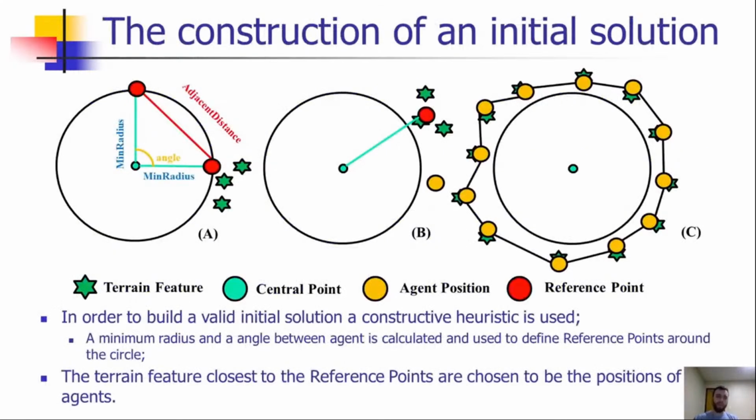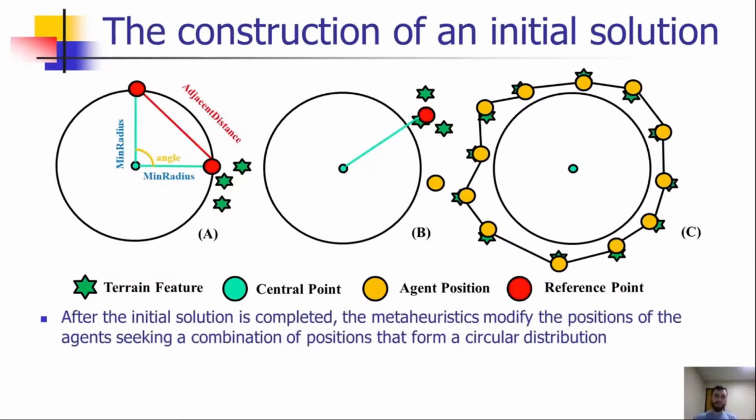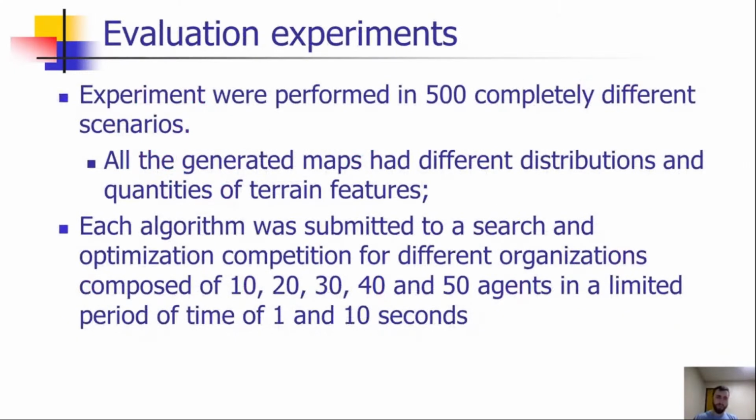In order to build a valid initial solution, a constructive heuristic is used. A minimum radius and angle between agents is calculated and used to define reference points around the circle. The terrain features closest to the reference points are chosen to be the positions of the agents. After the initial solution is completed, the metaheuristic modifies the positions of the agents, seeking a combination of positions that form a circular distribution.